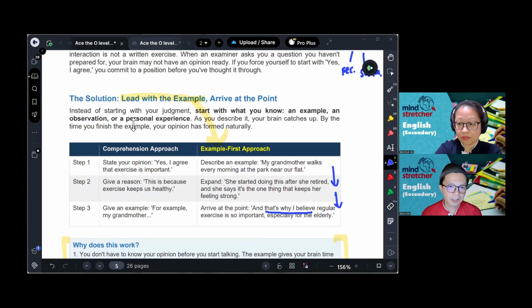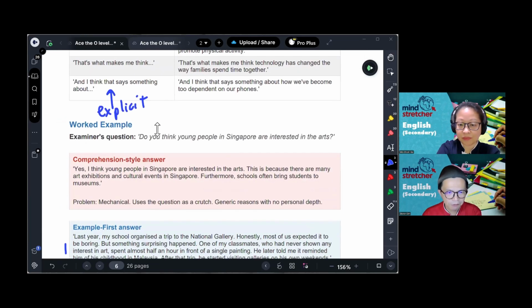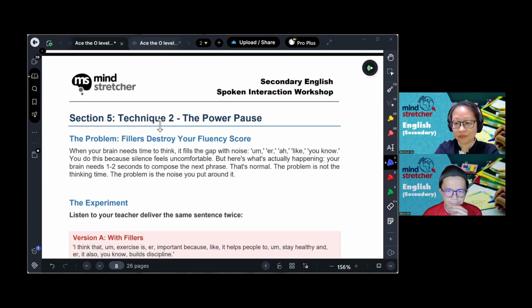It's just like writing your personal recount. Writing a personal recount is not about writing a PSLE compo style story and then at the end you have one line. No, it's actually the other way around. You tell a short story and then you spend time reflecting about what you learned, how you overcame the challenge. Okay, so first technique done. Let's look at the second technique.